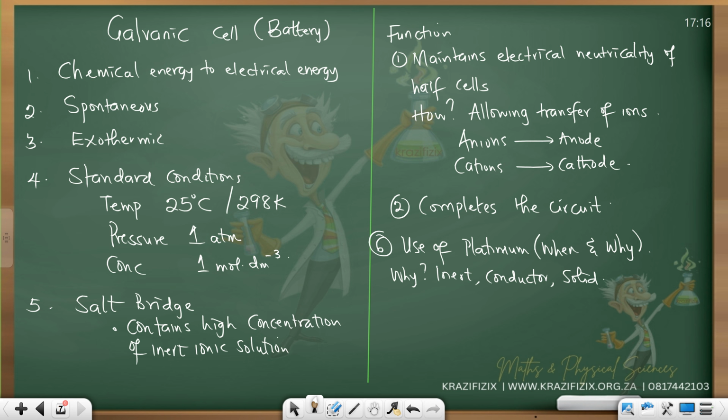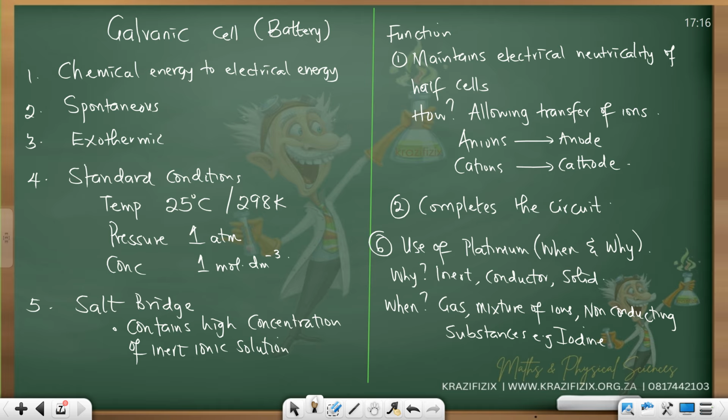That's all of this. When do we use platinum? When we have a gas. Mixture of ions. For example, if I have iron 2 and iron 3. Next one, non-conducting substances, e.g. iodine. I don't know how I remember all of this.